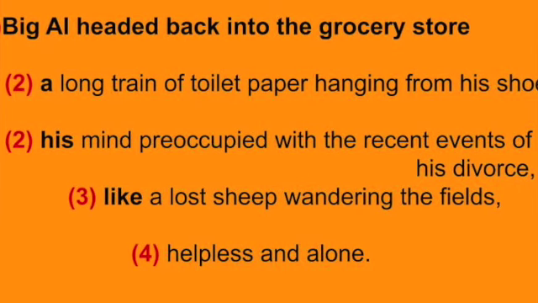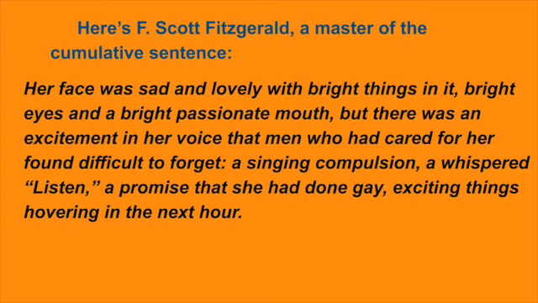All right. Now, once you learn the cumulative, you'll begin to see it everywhere. Okay, so here's an example. F. Scott Fitzgerald, one of the great American writers, was a master at the cumulative sentence. Here's one where he's describing Daisy's character within The Great Gatsby. All right, here's the sentence. Her face was sad and lovely with bright things in it, bright eyes and bright passionate mouth. But there was an excitement in her voice that men who had cared for her found difficult to forget. A singing compulsion, a whispered listen, a promise that she had done gay, exciting things hovering in the next hour.